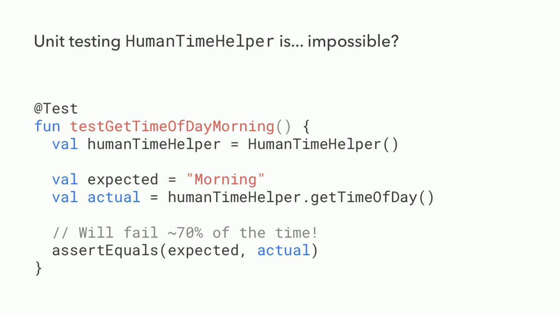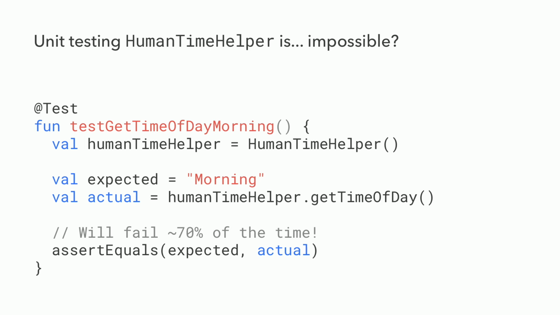So you would set up a test and you would say, here's a new human time helper, and let's say I want to test the morning case. So my expected result is the string morning. And then I'm going to call humanTimeHelper.getTimeOfDay, and I'm going to say that result I want to be equal to morning. But this is only going to pass if this test gets run while it's morning. If it's afternoon, this test is going to fail.